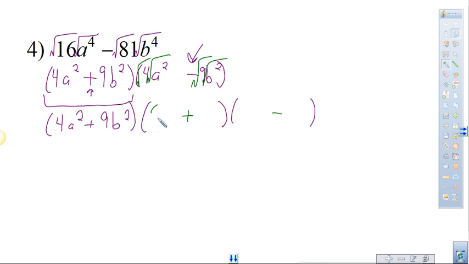Square root of 4 is 2. Square root of A squared is A. Square root of 9 is 3. And the square root of B squared is B. So now our exponents are down to the first powers, and we have a plus sign instead of a minus sign. So we are good and done. Try those other two, get all points.